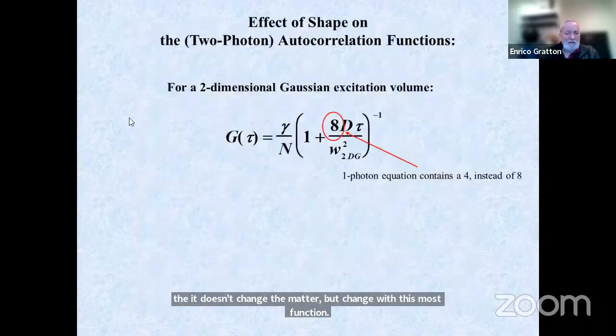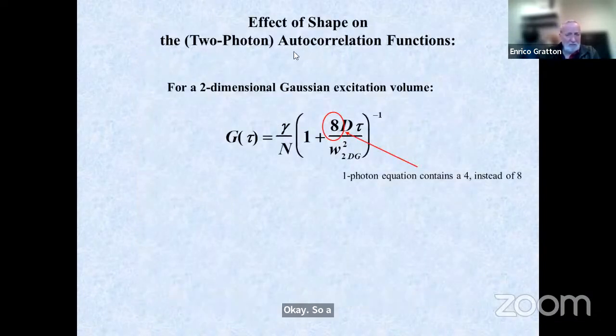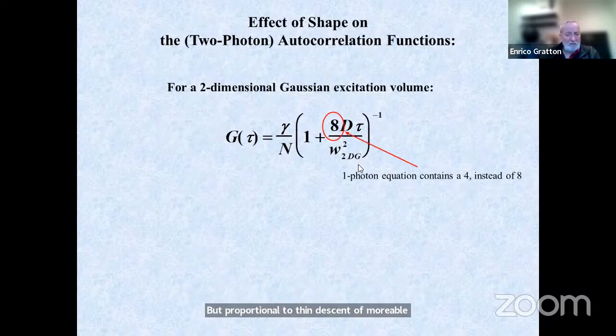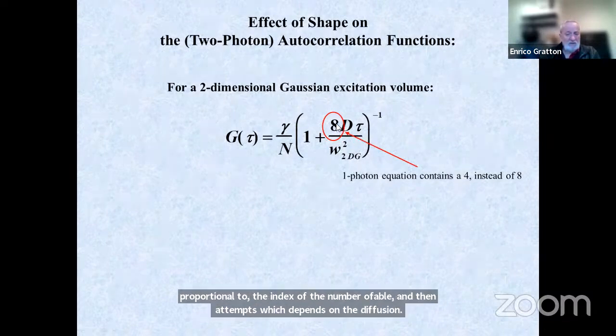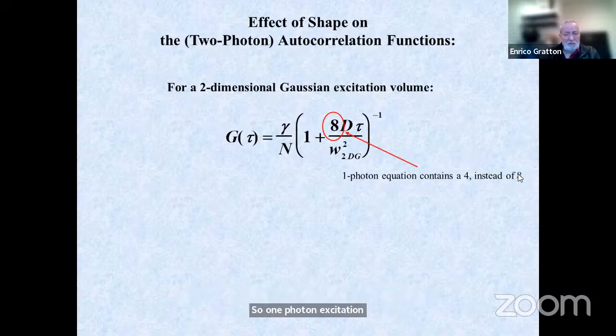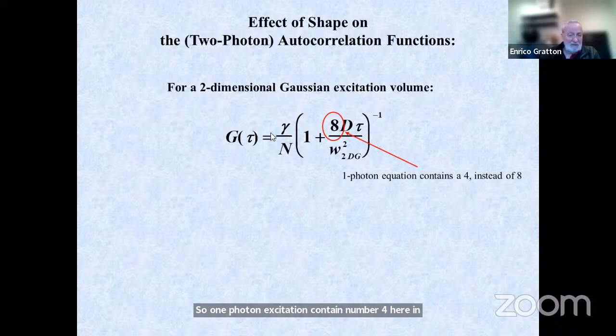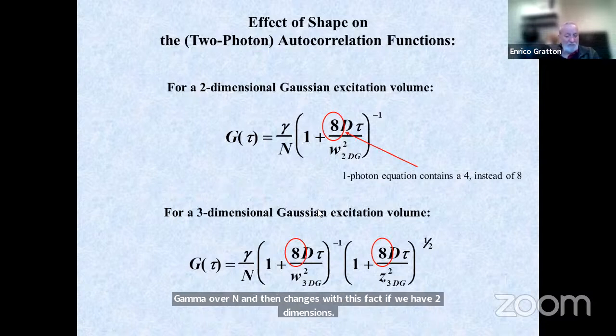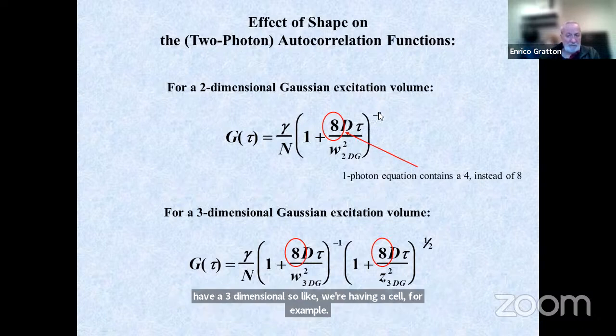Okay, so let us see, for example, the two photon autocorrelation function for a two-dimensional Gaussian excitation volume. We have that G of tau will be equal to gamma, which I have not discussed, proportional to the inverse of the number of molecules, and then a term which depends on the diffusion. One photon excitation contains the number 4 here, and two photon excitation, because it's the square, contains a number of N. And notice that G of tau changes as gamma over N, and then changes with this factor. If we have two dimensions. If we have three dimensions, like we have in a cell, for example, we have two of those terms, with two minus one.